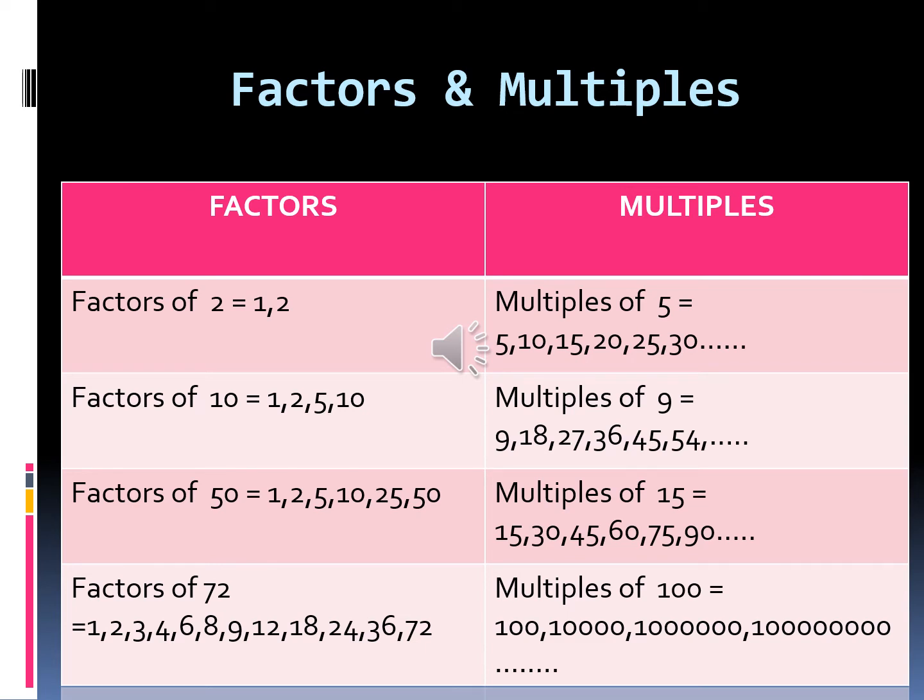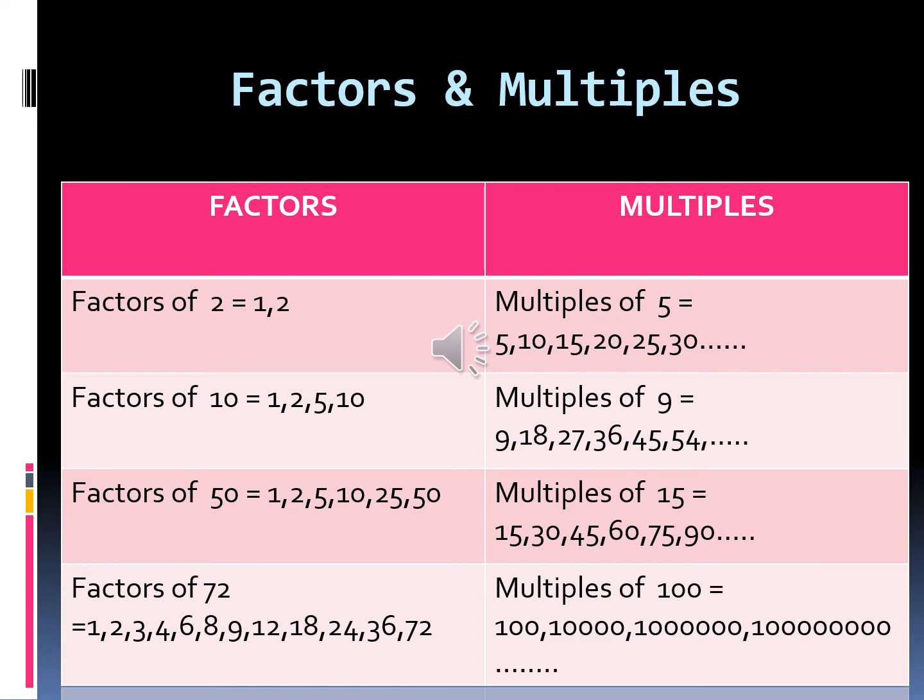Now if you see, the common factor in all these numbers is 1. 1 is a factor of all the numbers, right? Also if you observe the factors of 2, the last factor is 2. If you observe the factors of 10, the last factor is 10. Observe the factors of 50, the last factor is 50. Observe the factors of 72, the last factor is 72. Means the highest factor of a number is the number itself, right? Also you can observe that there are a limited number of factors, like 2 has 2 factors, 10 has 4 factors and so on. So there are a limited number of factors.